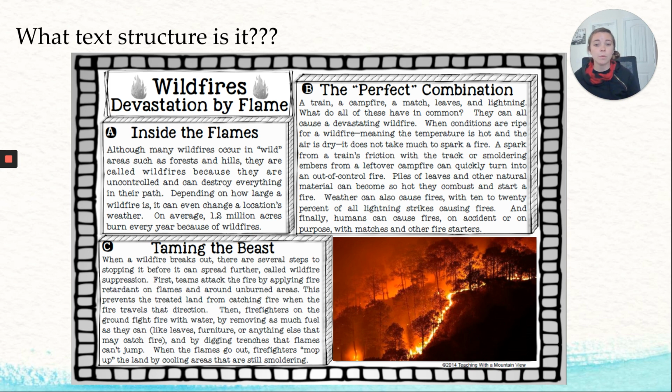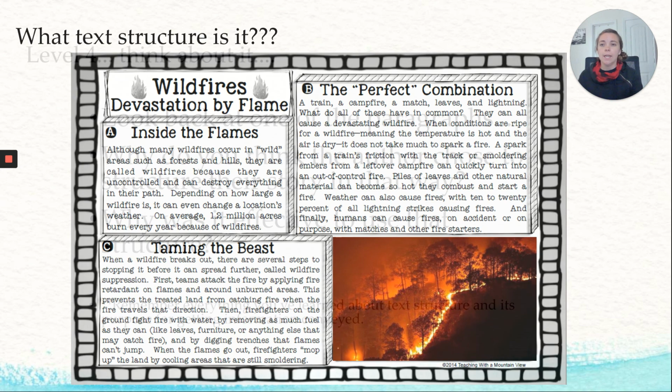Okay, so this one, right there in the first sentence, says there are several steps to stopping it. This one is chronological order, or sequencing, the steps to stopping it. Keywords: first, then, and when the flames go out. Those are all steps. So chronological order is our last text structure. And those are the examples of why.